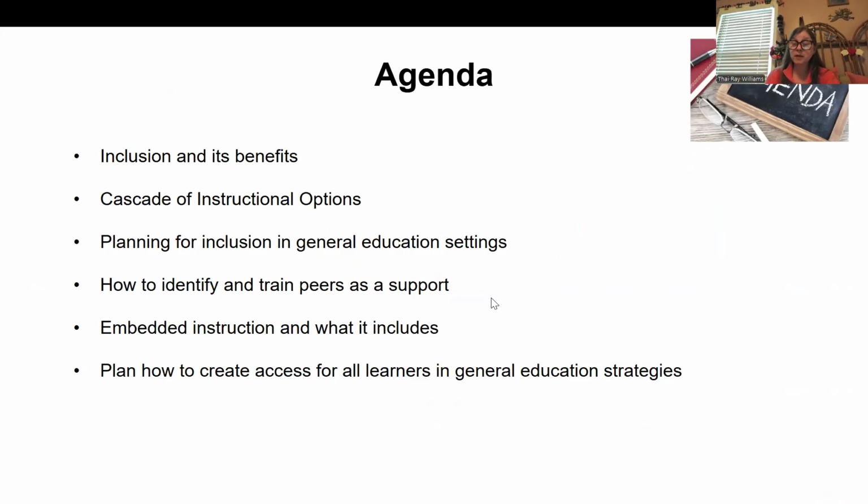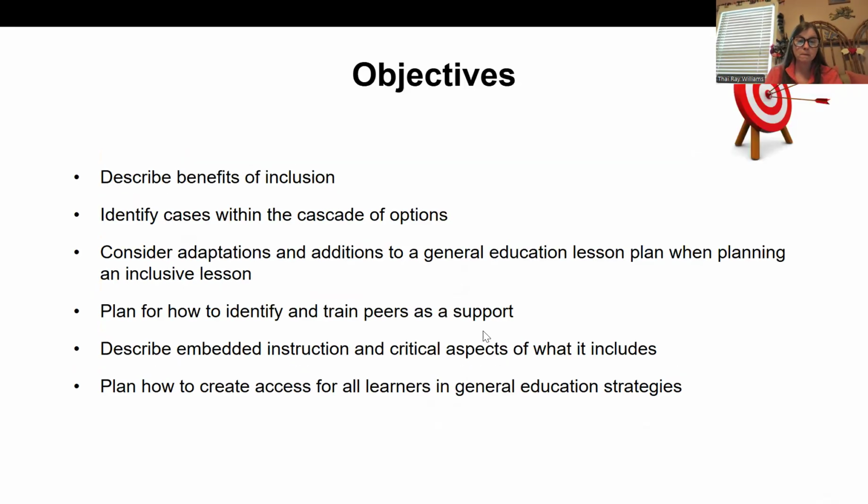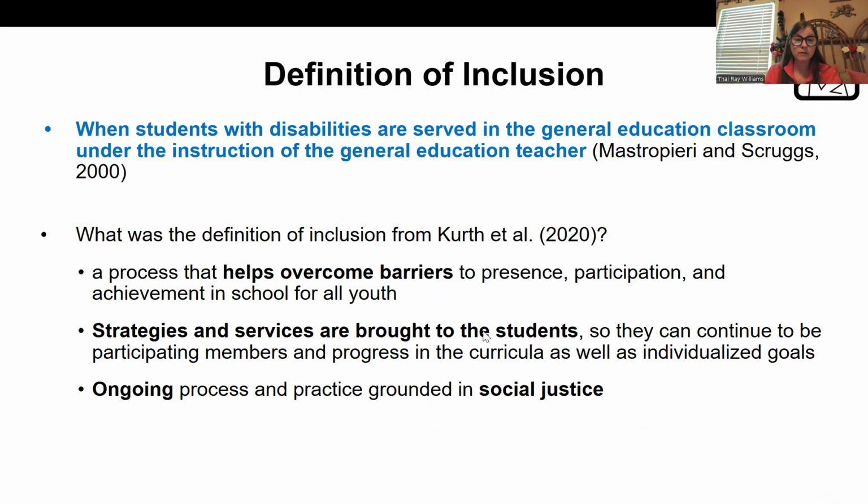We're going to talk about embedded instruction and what that looks like. And then finally, we're going to talk about how we create access for students with complex support needs within general education instructional strategies. So, for example, if we have a student who is not a vocal communicator and who uses an AAC device, how would they participate if the general education teacher were doing something like Think, Pair, Share, for example? As always, your objectives are not only in the PowerPoint, but they are also on Canvas if you would like to go over those.